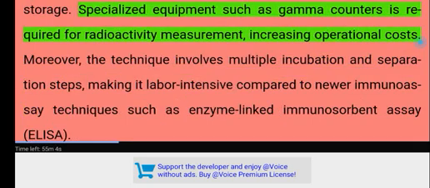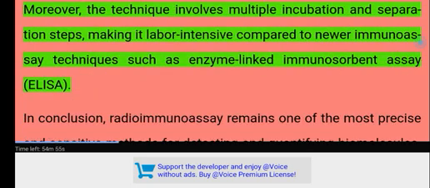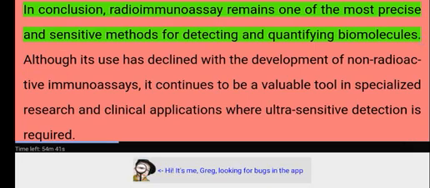Specialized equipment such as gamma counters is required for radioactivity measurement, increasing operational costs. Moreover, the technique involves multiple incubation and separation steps, making it labor-intensive compared to newer immunoassay techniques such as enzyme-linked immunosorbent assay (ELISA). In conclusion, radioimmunoassay remains one of the most precise and sensitive methods for detecting and quantifying biomolecules.